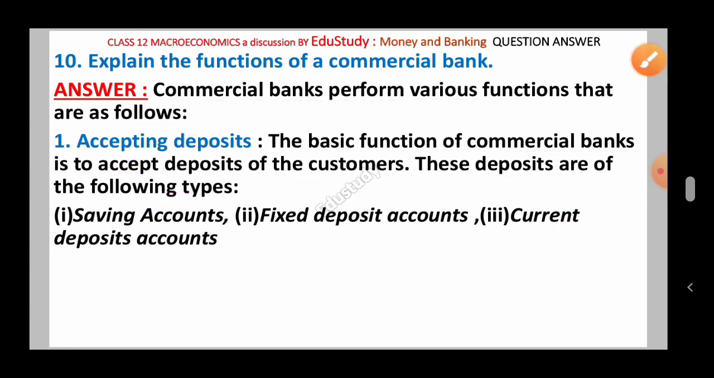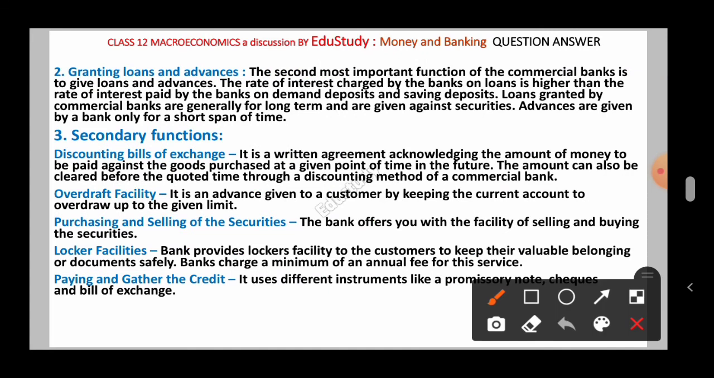Let's come to the second function, that is granting loans and advances. The second most important function of the commercial bank is to give loans and advances. The rate of interest charged by banks on loans is higher than the rate of interest paid by the banks on demand deposits and saving deposits. Loans granted by commercial banks are generally for long terms and are given against securities. Advances are given by banks only for a short span of time.